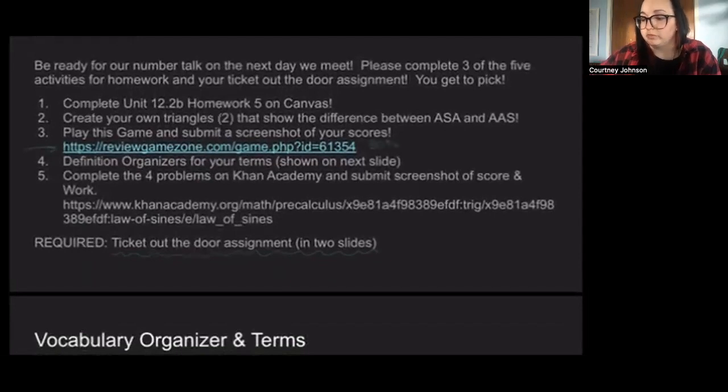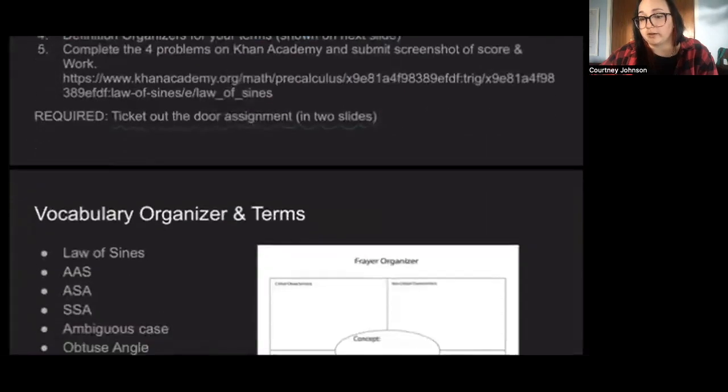80%, please, please, please. You could do definition organizers for your terms, which I'll show you on the next slide. Or you can complete the 4 problems on the Khan Academy link and submit a screenshot of your scores and your work for the problems, okay? So there's the link for that as well.